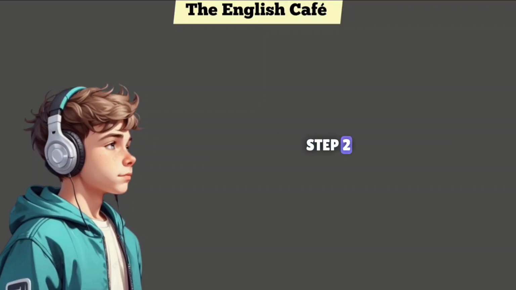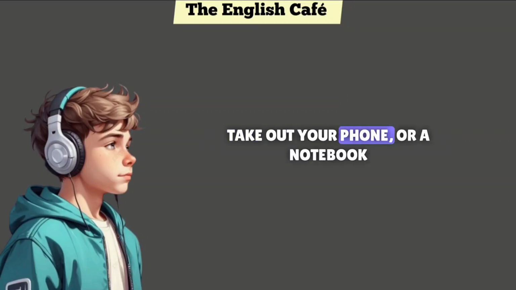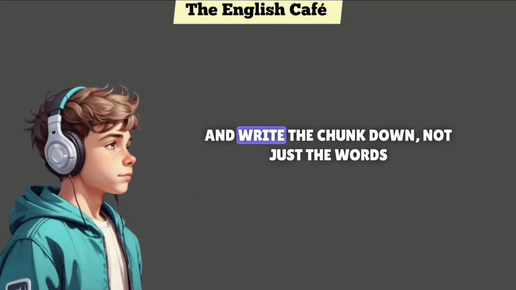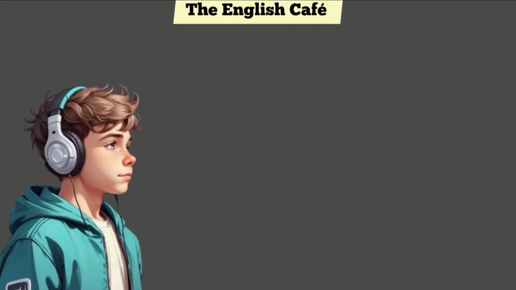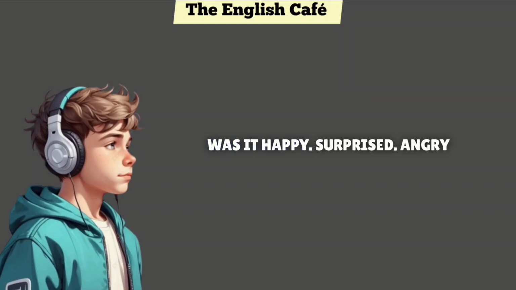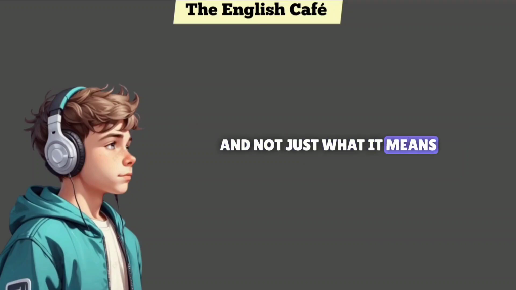Step number 2, write them down. Now, don't trust your memory. Take out your phone or a notebook and write the chunk down. Not just the words. Write where you heard it, how it was used, and maybe the emotion. Was it happy? Surprised? Angry? This helps you remember when to use it and not just what it means.